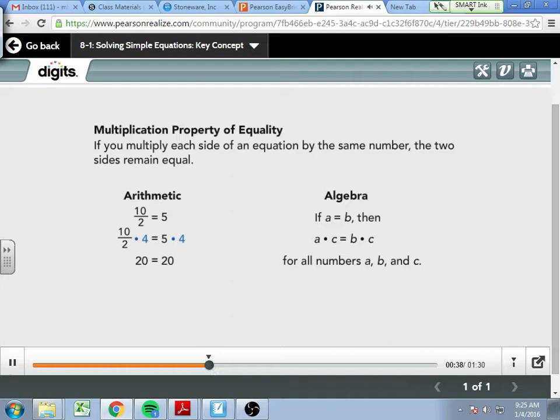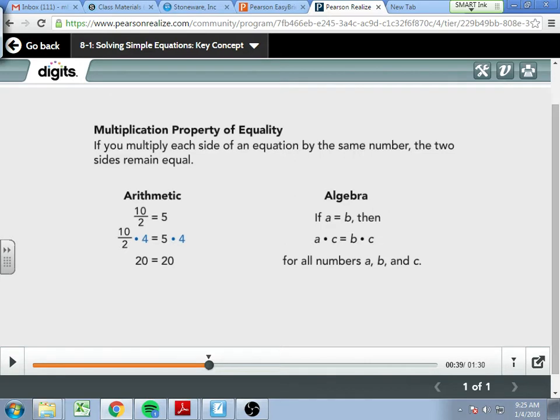Don't get scared. So here they're showing 10 divided by 2 equals 5. We know that. That is an equation we know is true. If I multiply by 4 on the left and I multiply by 4 on the right, I still get a true equation. Same thing will happen with division.